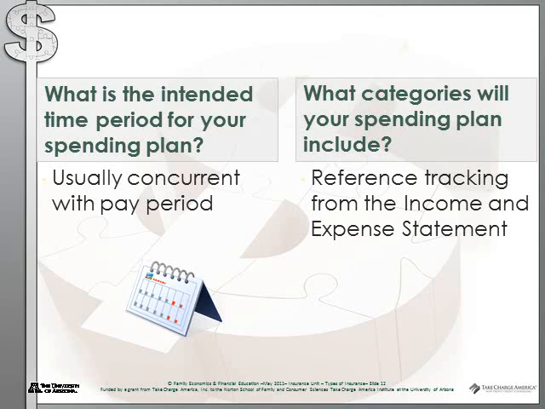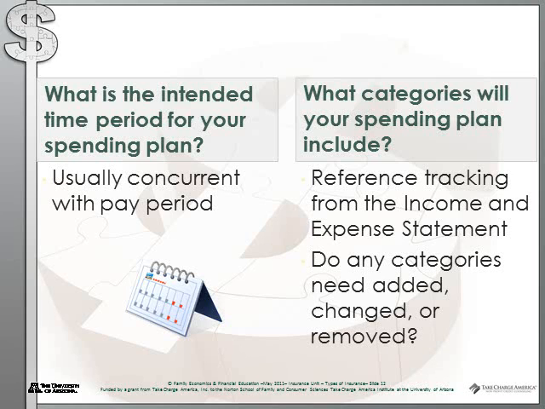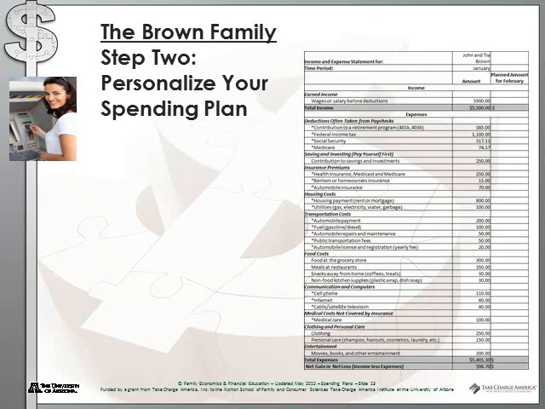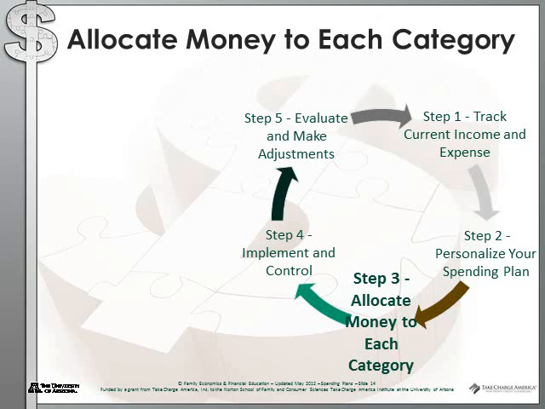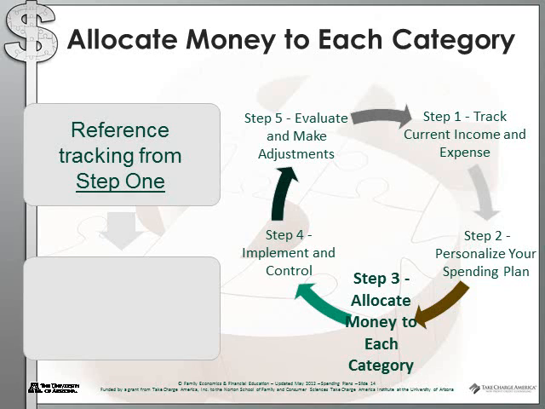The more personalized your spending and expense categories are, the more accurate your spending plan will be. Reference your income and expense statement to decide what categories to include in your spending plan. The Browns reviewed their income and expense statement and came up with personalized categories for their spending plan. The next step in creating a spending plan is to allocate money to each category, again using the income and expense statement as a guide.